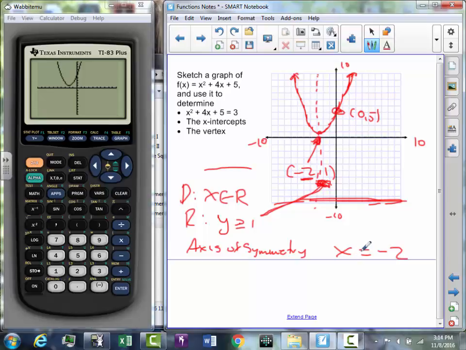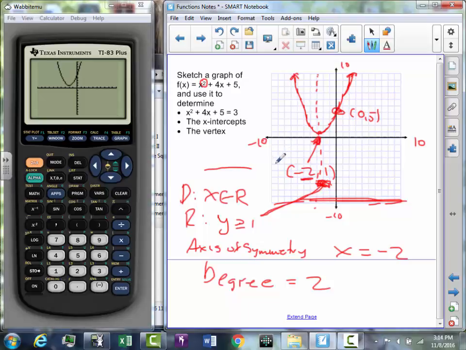Jake, what else is on that list there that you were telling me? What have I missed? Domain, range, degree. Okay, degree. Well, we've already talked about that. The degree of this graph is 2 because it is a square. Okay, what else is on there?